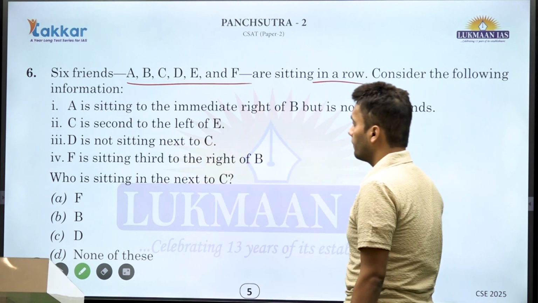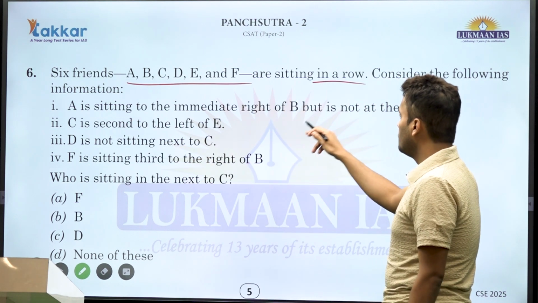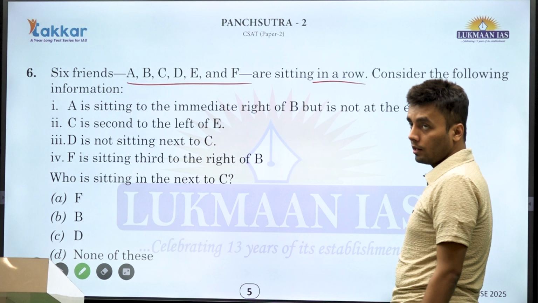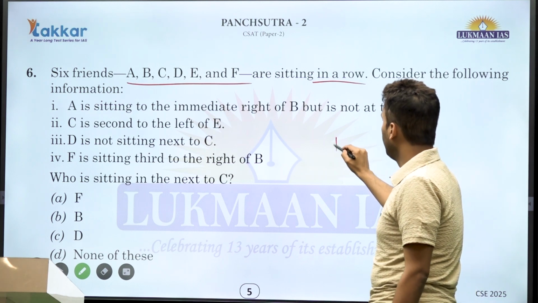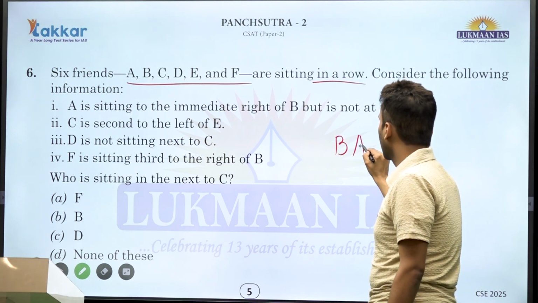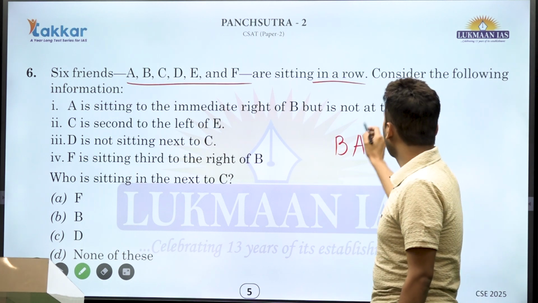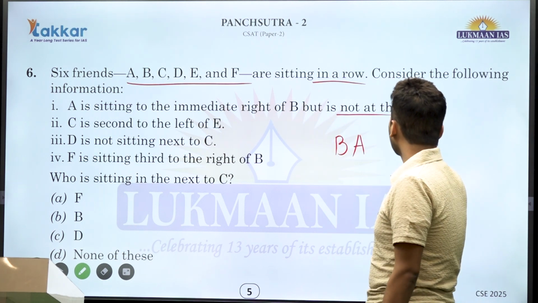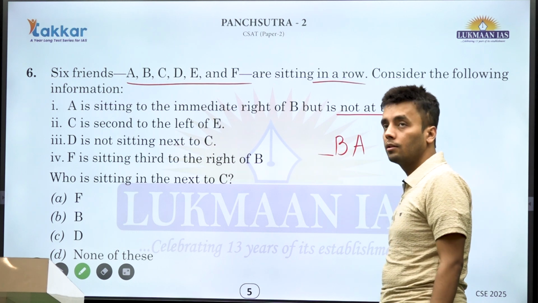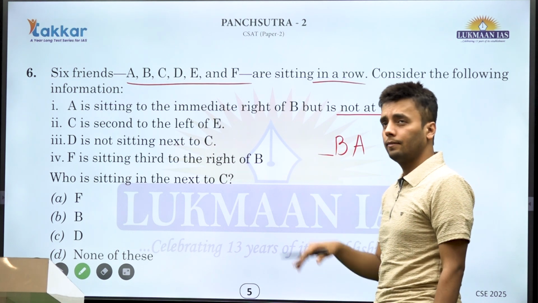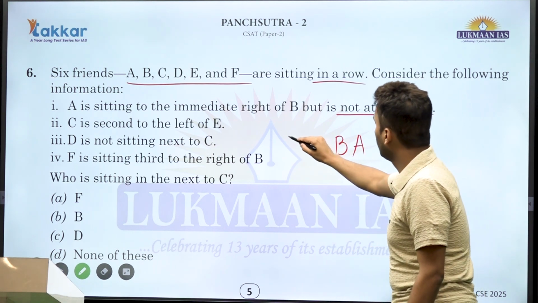From statement 1, A is sitting to the immediate right of B but is not at the ends. That means B and A are sitting together and A is to the immediate right of B. And one more piece of information, it is not at the end, which means there is somebody before B. So from 1 we get this.